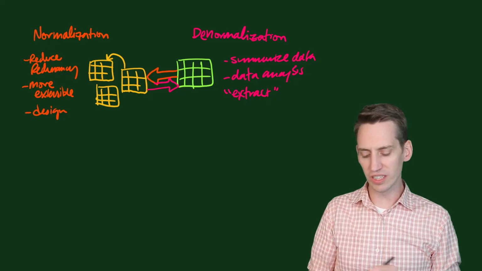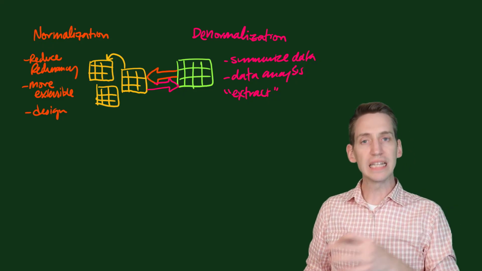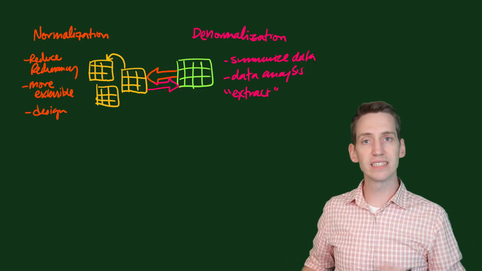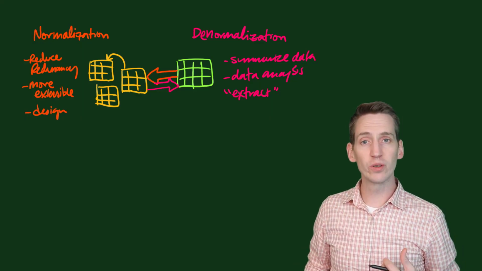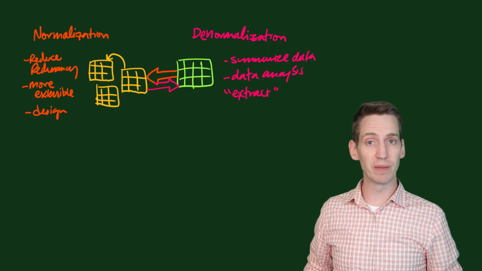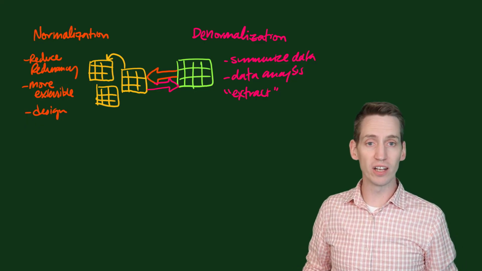So with normalization and denormalization, we're going back and forth. Denormalized data is for analysis, normalized data is for efficient storage. In the early days of computers, when storage space was very expensive, we had to be as efficient as possible.